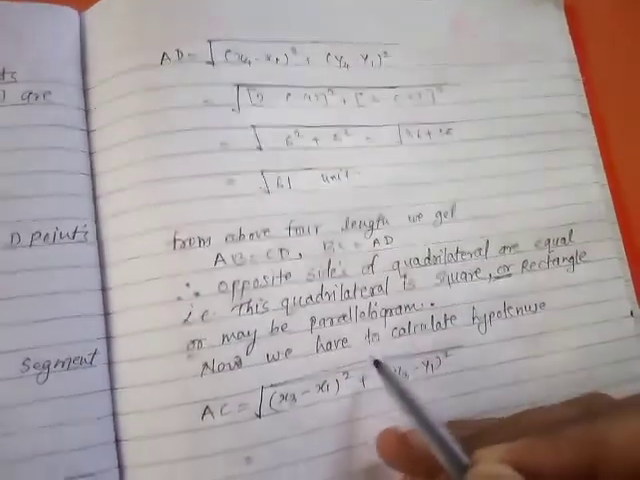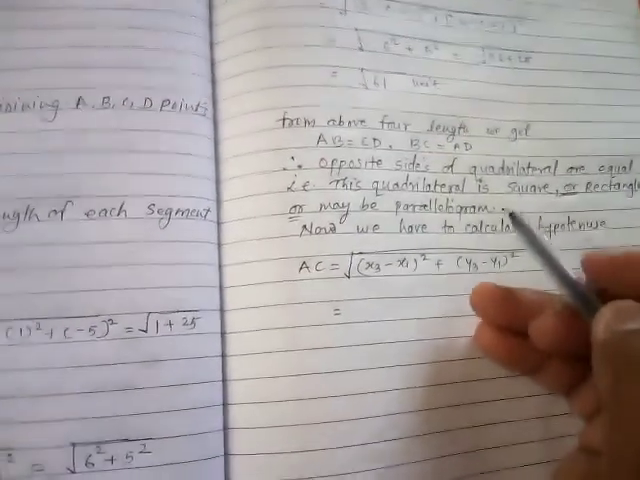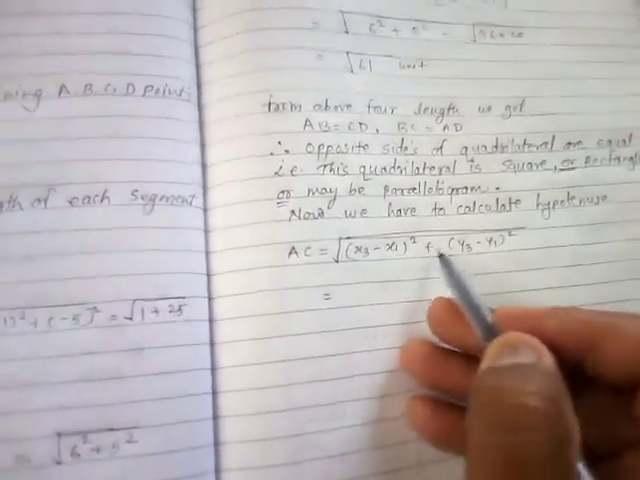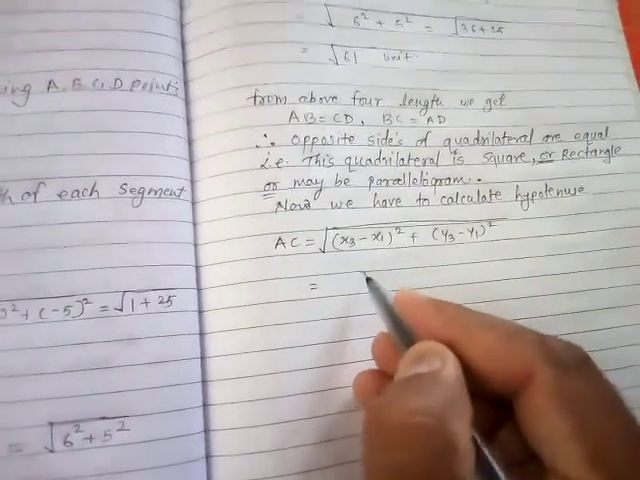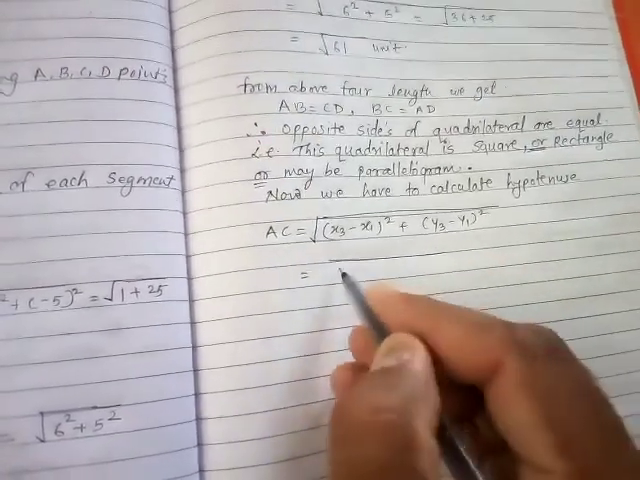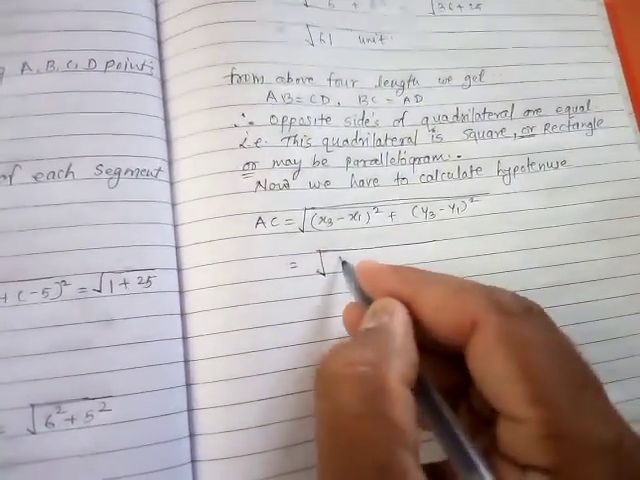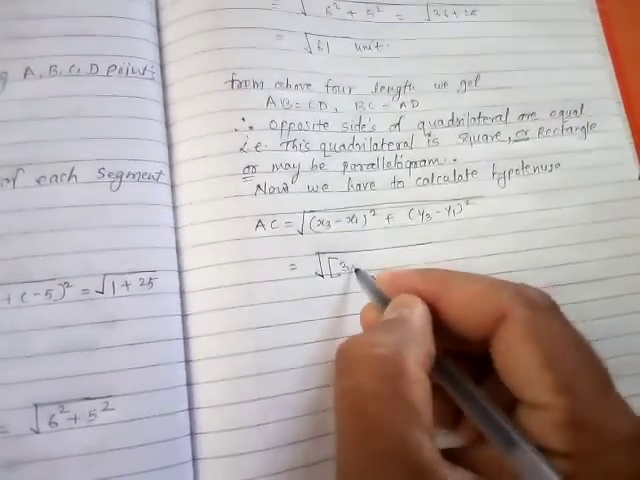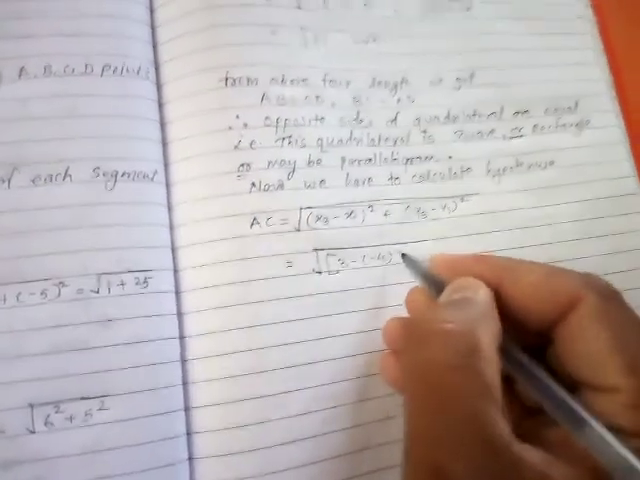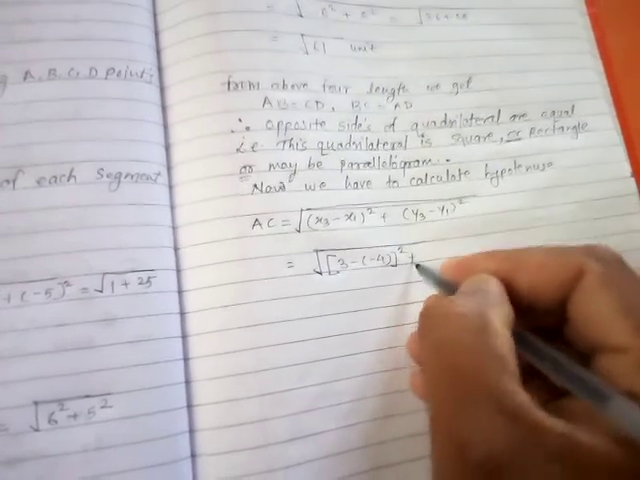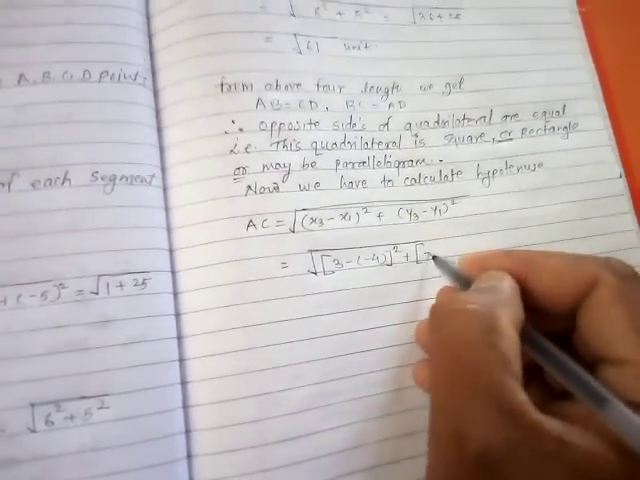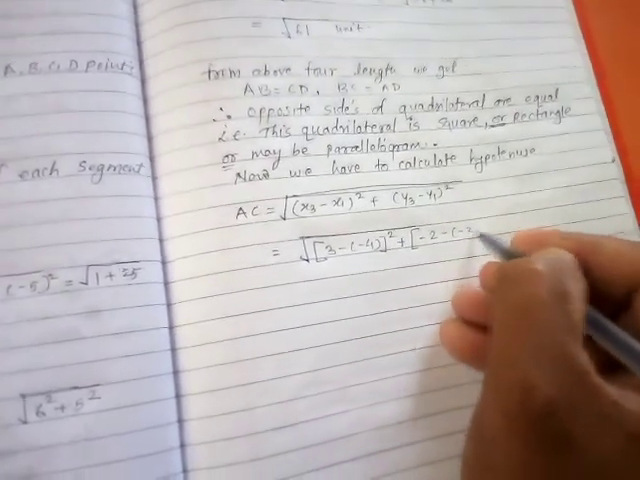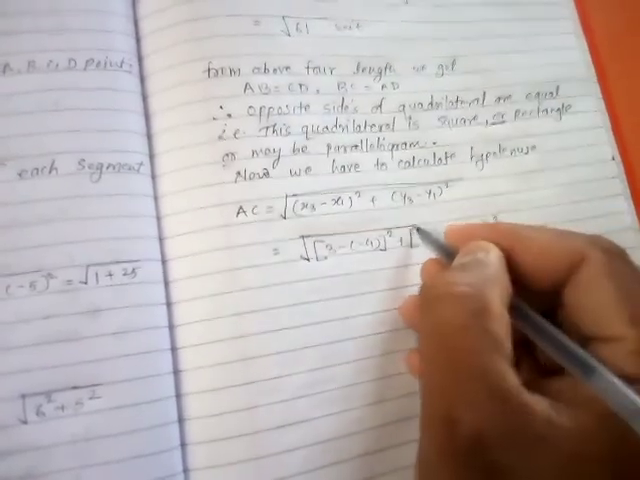Therefore we can calculate the hypotenuse, that is AC. Formula is the square root of (x3 minus x1) square plus (y3 minus y1) square. Putting these values of x3, x1 and y3, y1. Value of x3 is 3, minus 4 bracket square, plus minus 2 minus 2 bracket square.